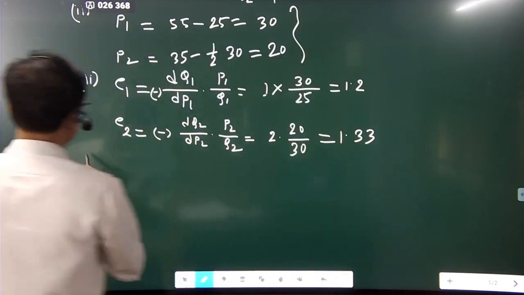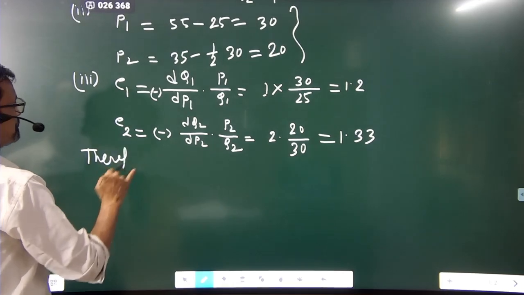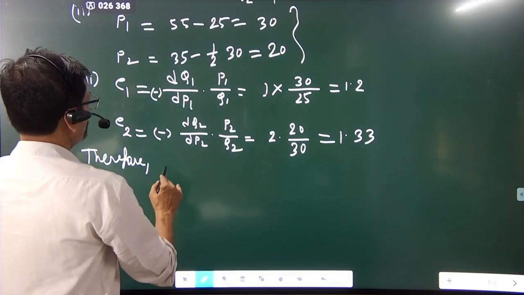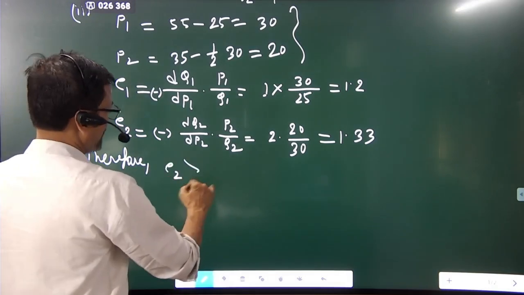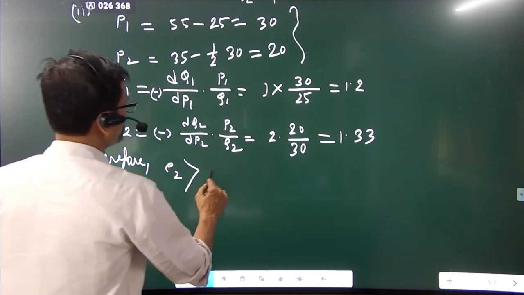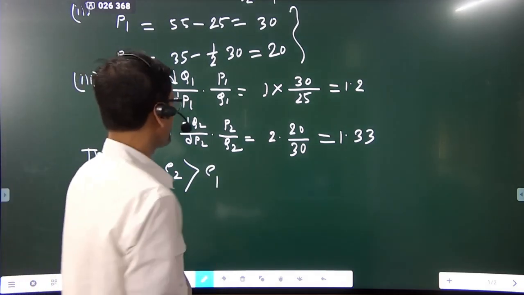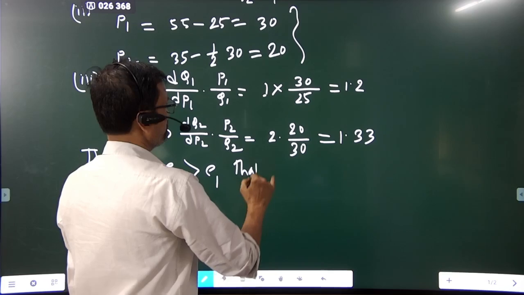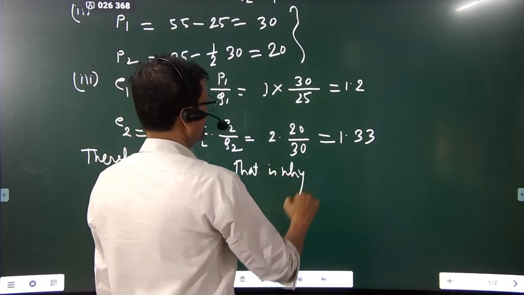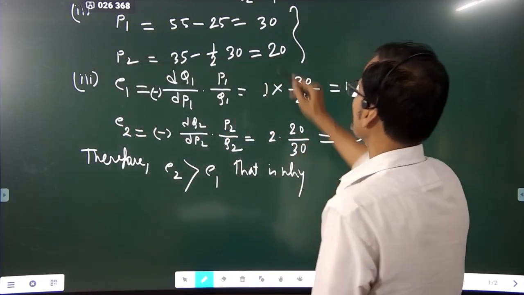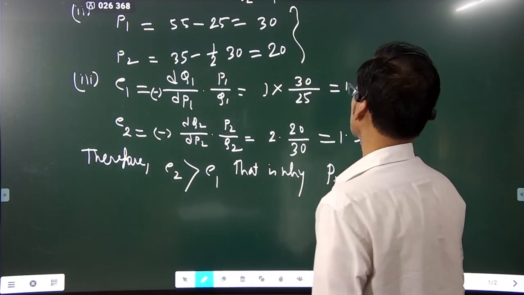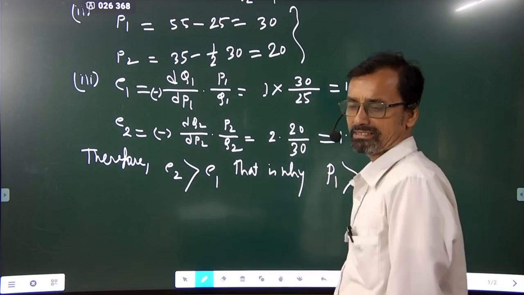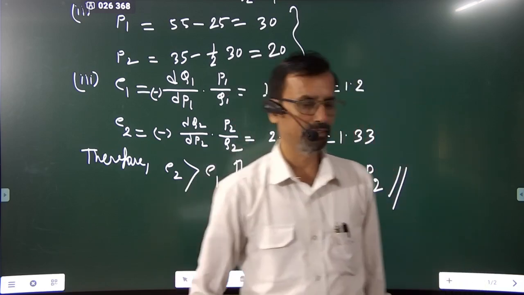Therefore, the elasticity in market 2 is greater than the elasticity in market 1. That is why the price in market 1 is greater than the price in market 2. That is why price discrimination becomes possible.